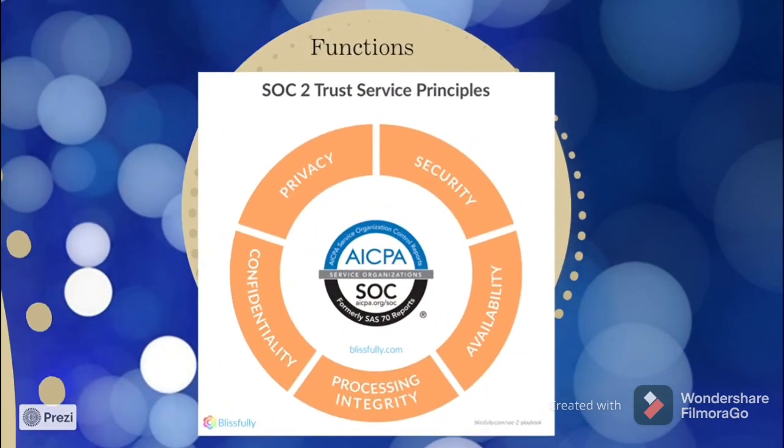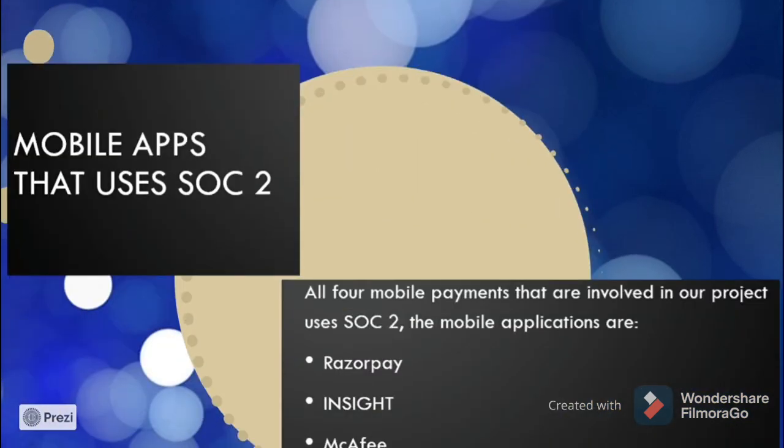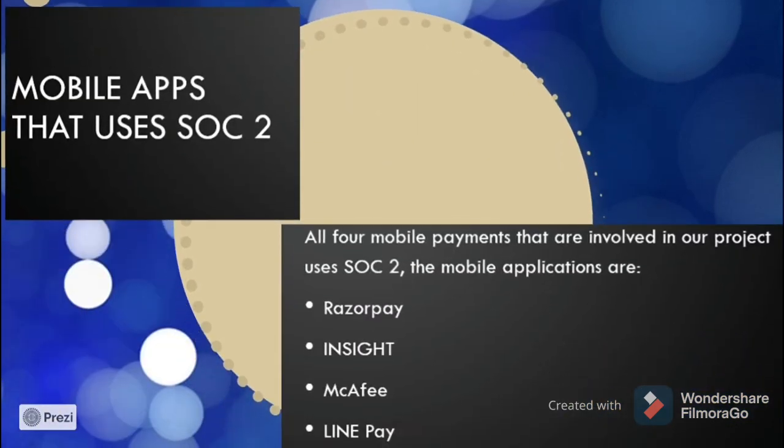The functions of this framework: first is security, which refers to protection of system resources against unauthorized access. The second is confidentiality. Data access is restricted to a specified set of persons or organizations. Integrity. The processing integrity principle addresses whether or not a system achieves its purpose. Privacy. The use, collection, retention, disclosure, and disposal of personal information is protected. And the last one is availability. The protection that systems or data will be available as agreed or required. The mobile apps that use SOC2 are Razorpay, McAfee, and Insight.